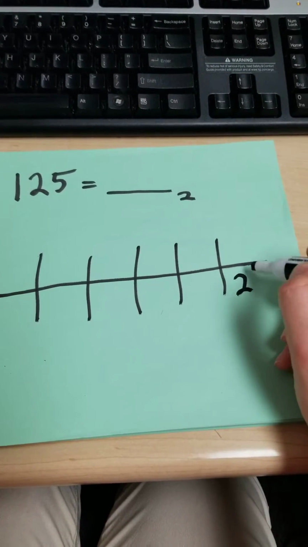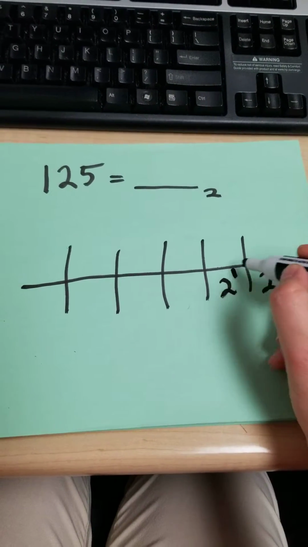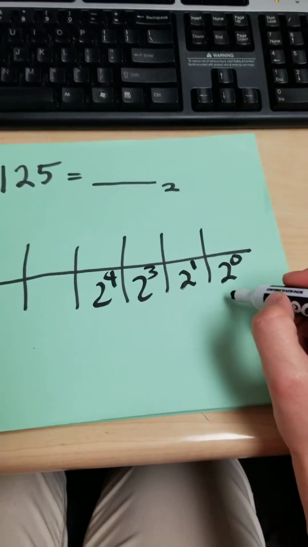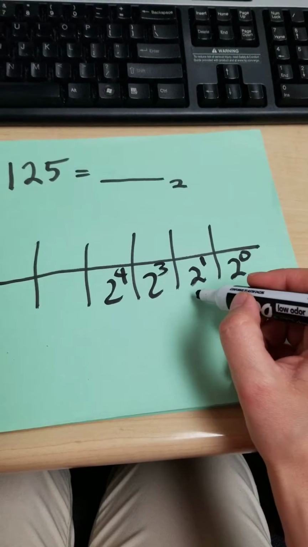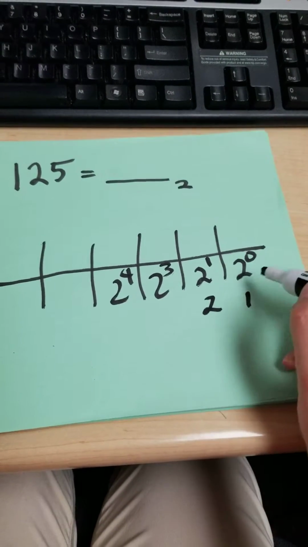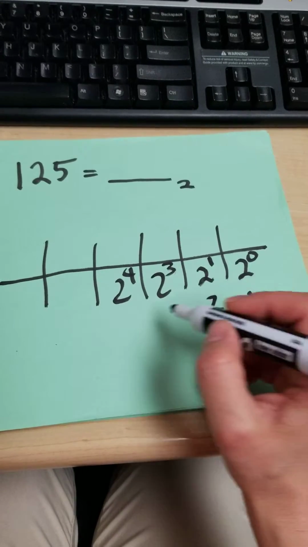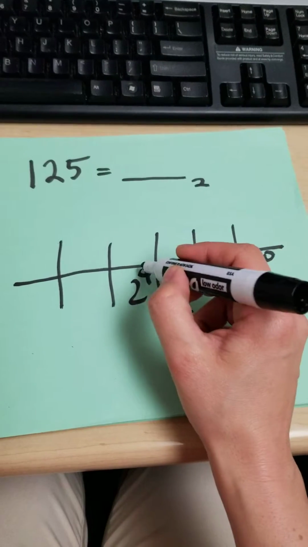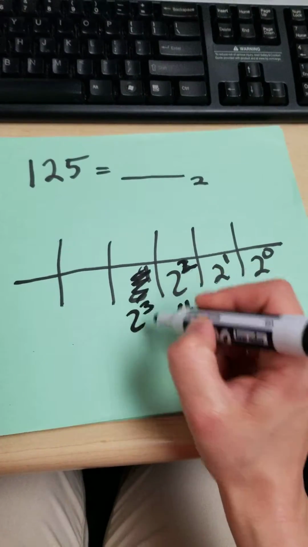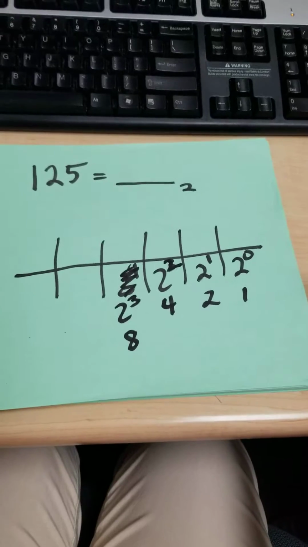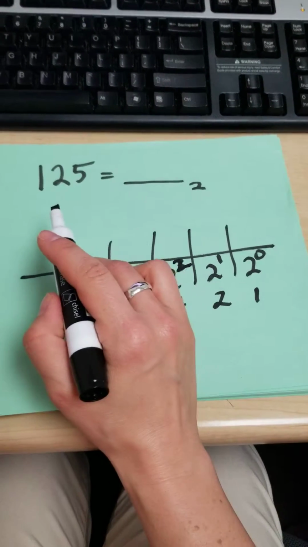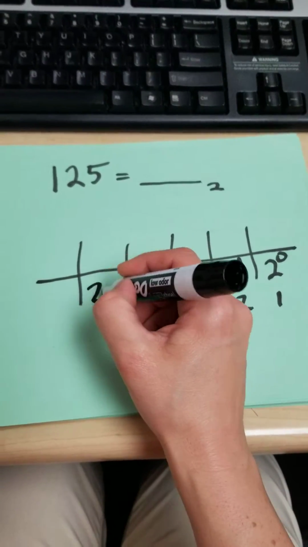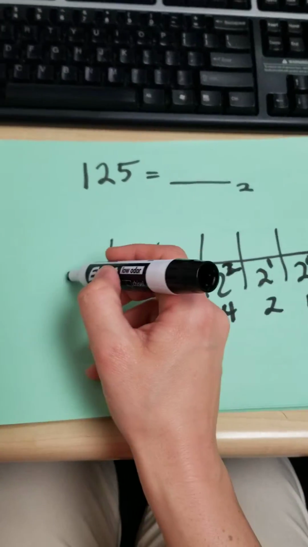So if we want to do base 2, it's 2 to the 0, 2 to the first, 2 to the second, 2 to the third, 2 to the fourth. So 2 to the 0 is 1. 2 to the first is 2. 2 squared is 4. 2 cubed is 8. What we're trying to see is we want to go until we are bigger than this number. So 2 to the 4th is 16.